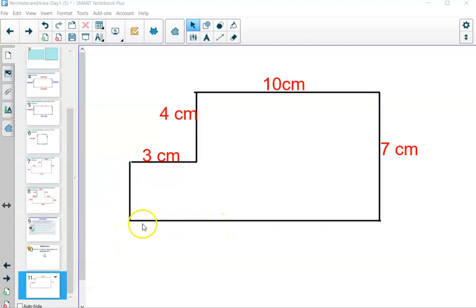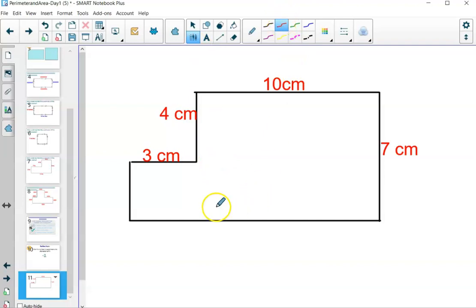So first I'm going to pick this long one at the bottom, this long horizontal line. And to find the length of this horizontal line, I'm going to look at the other horizontal lines in this shape as well. I have 3 centimeters in this horizontal line, and then up here I have 10 centimeters in that horizontal line. So to find the length for this bottom one, I'm just going to add together the 3 and the 10, and that gives me 13 centimeters for this long one down here at the bottom. So now I have just one missing length left.